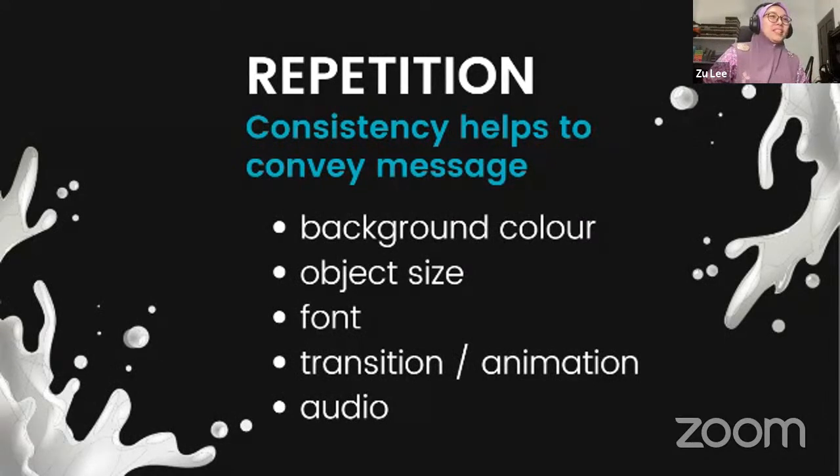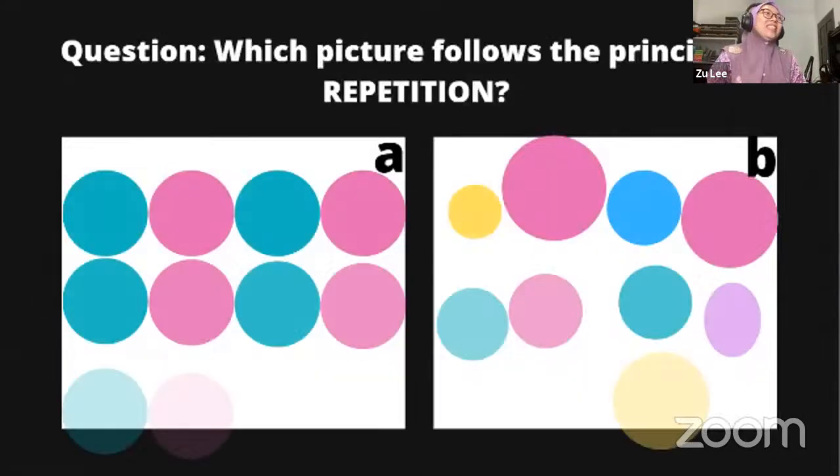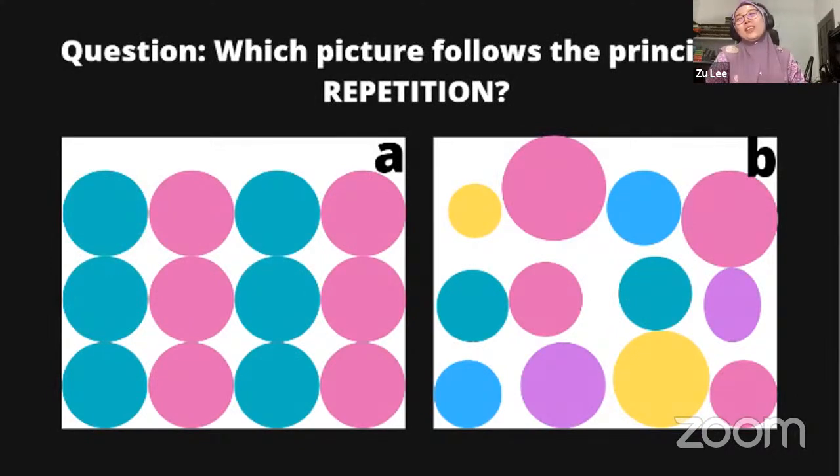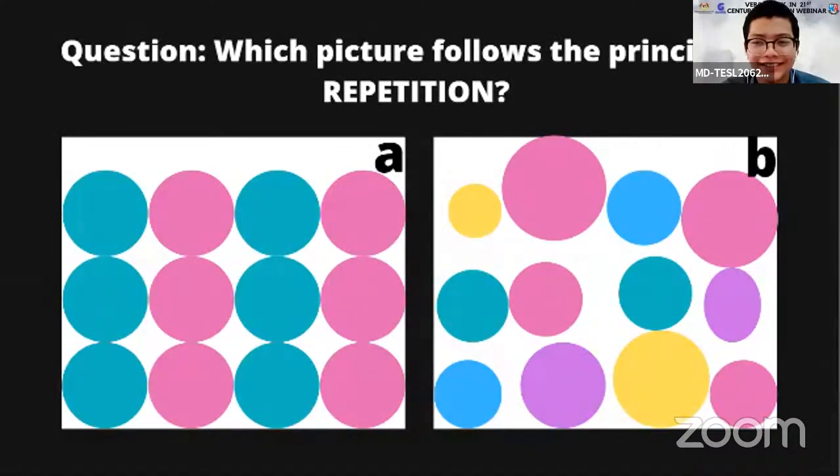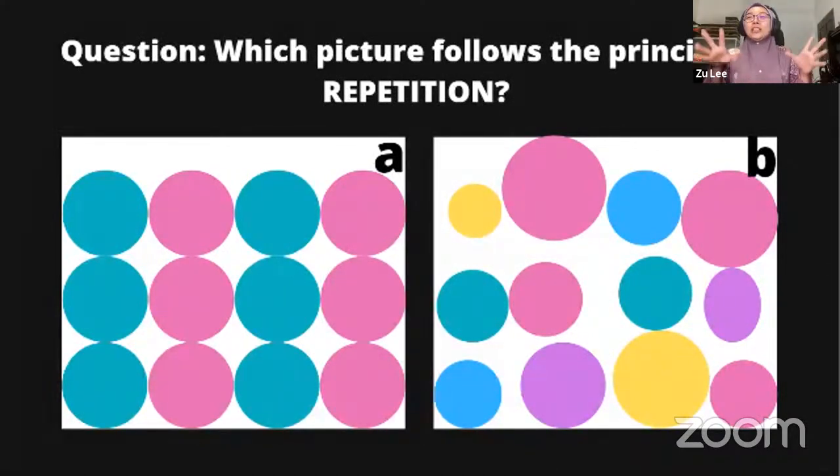And last question: which picture follows the principle of repetition, Nathan? A, honestly. So the circles represent our MMT. When there's a pattern like in picture A, it's very soothing to the eyes. Then our students can pay attention better. They can focus on the content. They're not distracted by this big circle here and this blue circle there, or by the purple circle and the oval shape here and there.